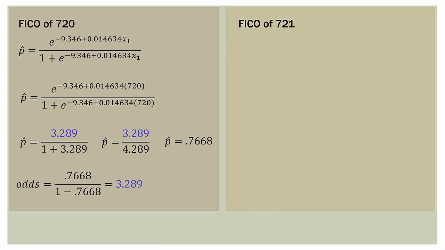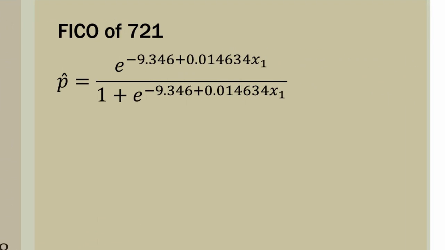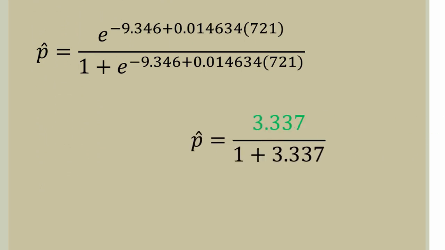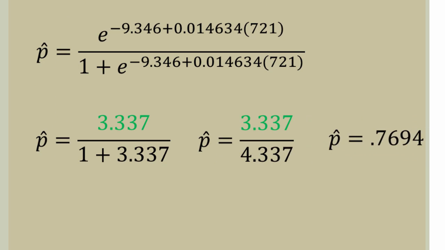Now, if you remember, I said we would come back to the idea of the odds ratio from the Minitab output, and here's where we're going to do that. So everything on the left is a repeat of what we did on the last slide. We found your estimated probability to be 0.7668 and your odds of being approved of 3.289, or 3.289 to 1. Now, what if we increase your credit score by 1 point to 721? Now, we'll go ahead and do the exact same process for a FICO or credit score of 721. So we substitute everything back in, but in this case, we have 721 for x1. We find the probability, and now we have an estimated probability of 0.7694.